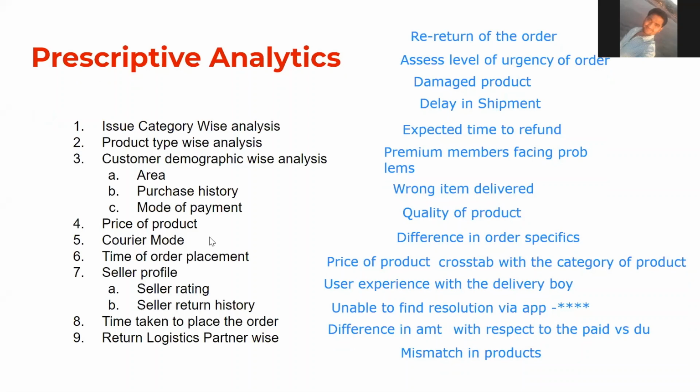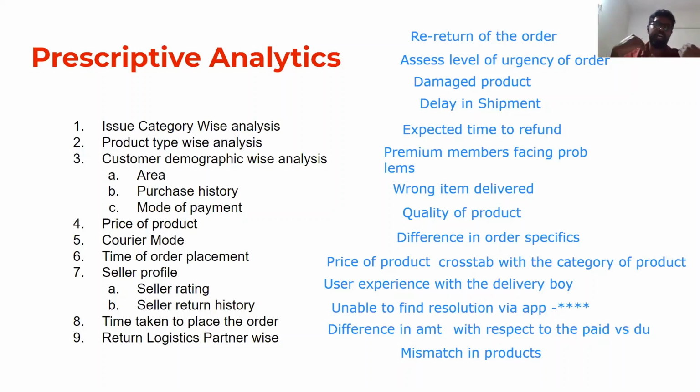Now, this is essentially the kind of variables which we can actually look at. First is issue category wise analysis. What exactly is an issue category? When you say that the product is damaged, or wrong item, or low quality, or there is a mismatch, those are called issue categories, right? So 4 or 5 of these can be mapped onto issue categories. The first thing we can do is look at the entire data issue category wise, and analyze whether there is a certain issue category where the number of complaints or the percentage of returns is abnormally high, right?